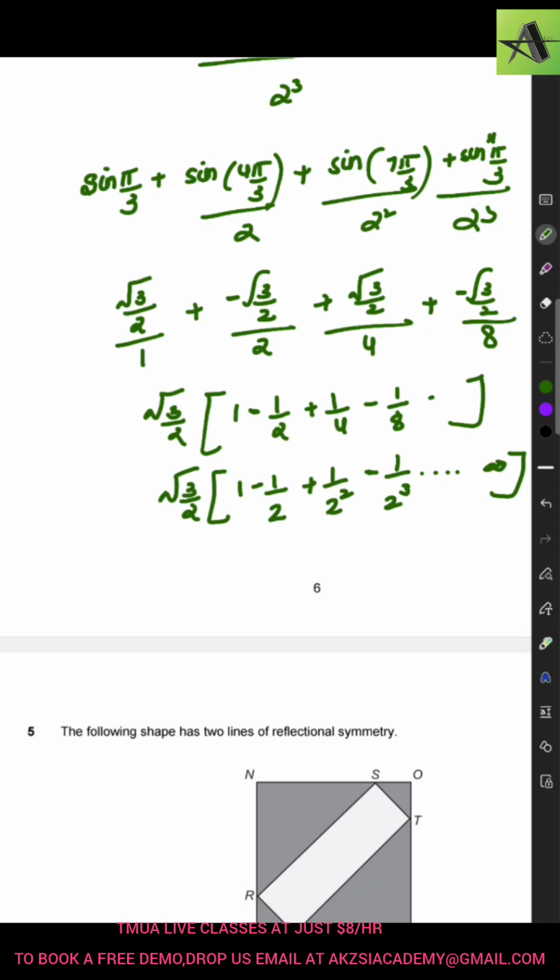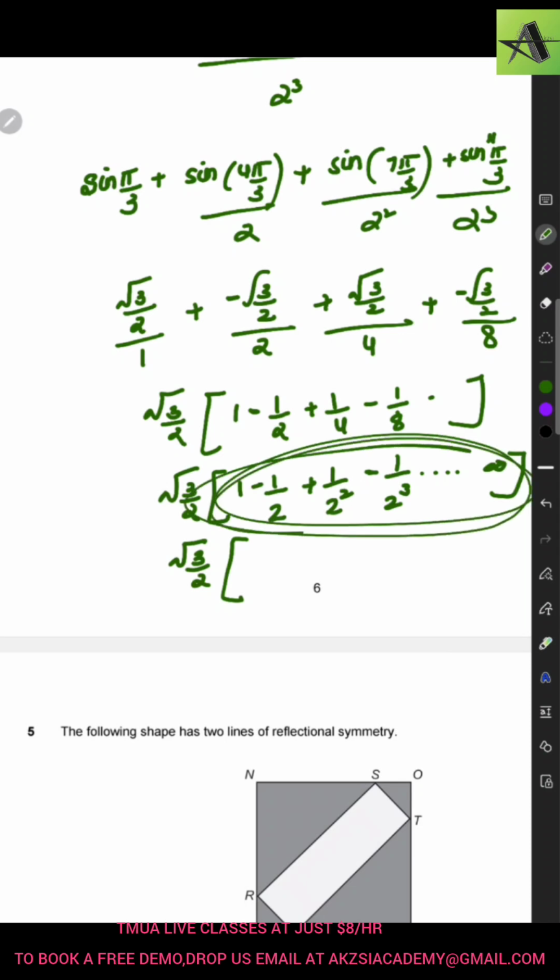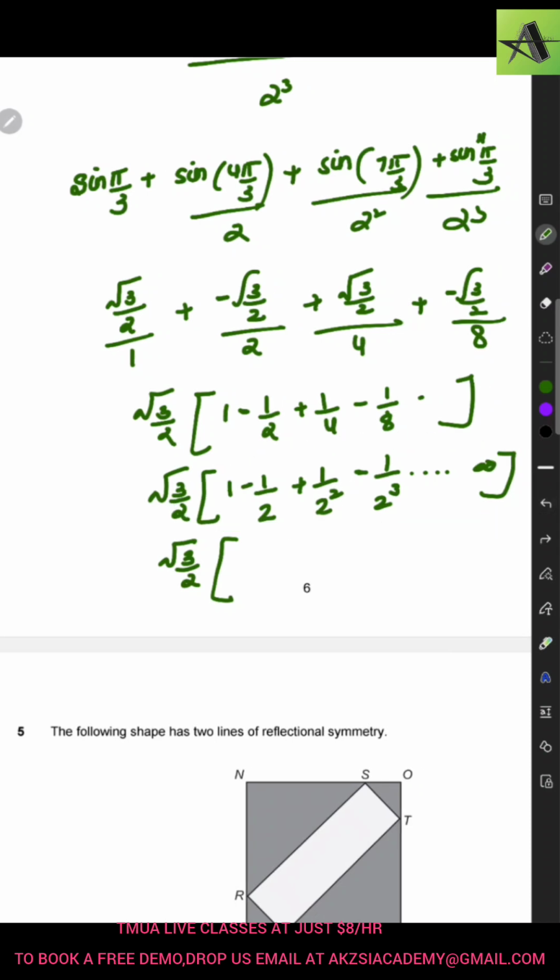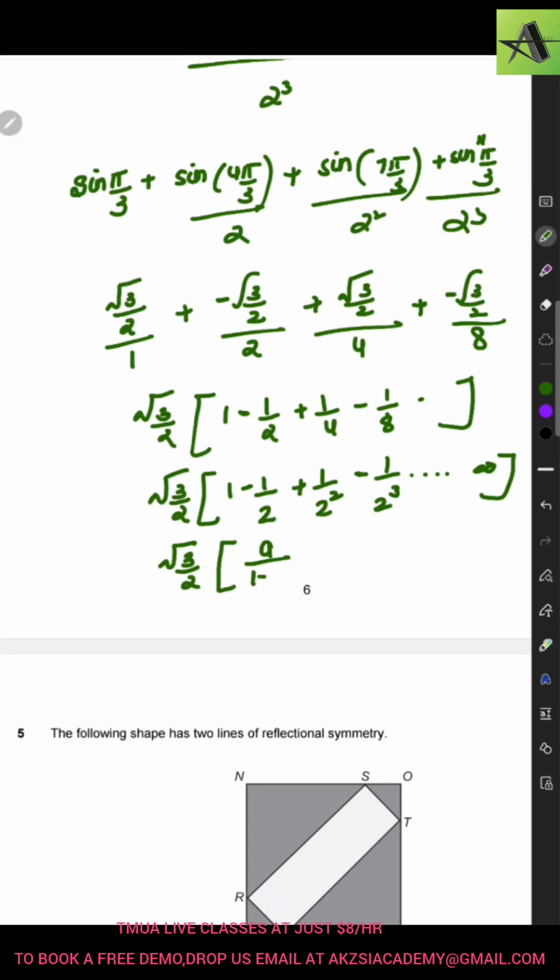So first term is 1, and we can clearly see that this whole series is being constantly multiplied by negative half. So taking root 3 over 2 out as common, inside the bracket is a geometric series. The formula to calculate the sum of all the series till infinity is a over 1 minus r, where a is the first term, and 1 is the first term of the series, and r is the constant number by which you are multiplying, and negative half is that in this case.